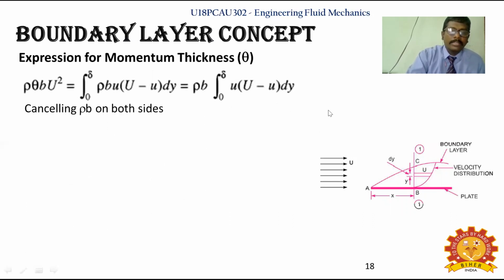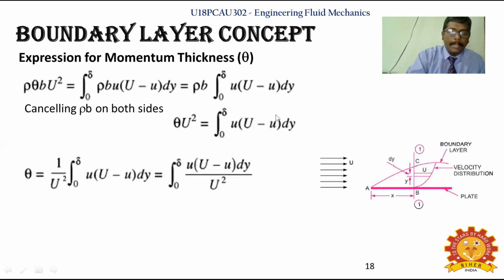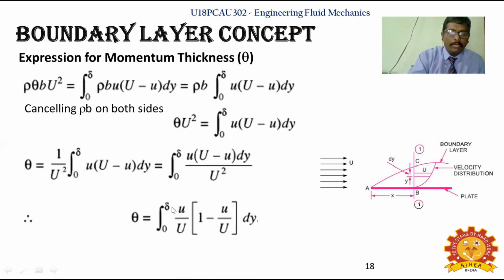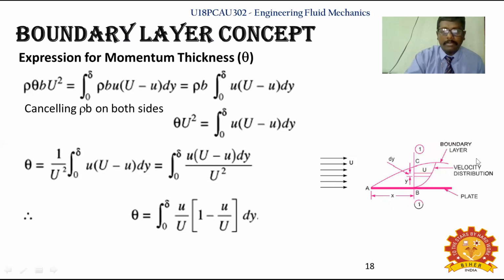Now as usual you are going to cancel rho b on both sides. Here you are having rho b and here you are having rho b, both sides you are cancelling it. Then what is going to happen? Theta U square will be equal to the integral 0 to delta of u into U minus u dy. Now you can keep theta on one side, then take U square on the other side, so that you can obtain your final equation for the momentum thickness. Now this also you will be keeping, and this will be helpful in solving problems.